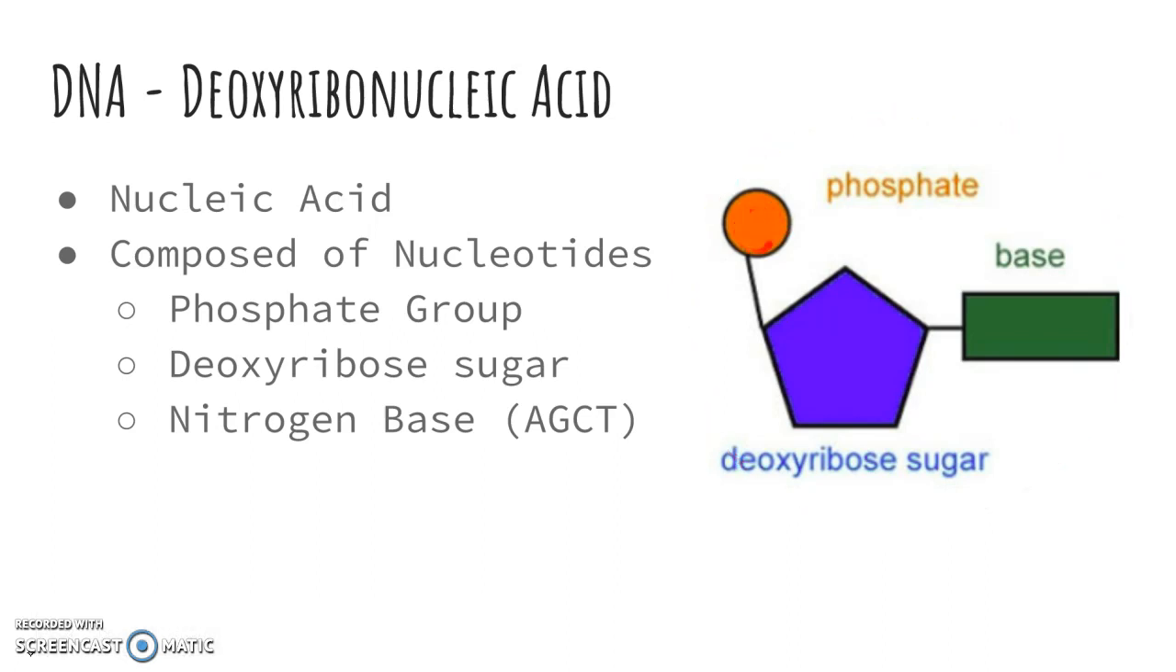They're made of this phosphate group, this circle, a deoxyribose sugar, which is this pentagon, and a base, this rectangle right here. Now the base is how you identify the nucleotide. You should know these 4 bases: A for adenine, G for guanine, C is cytosine, and T is thymine.